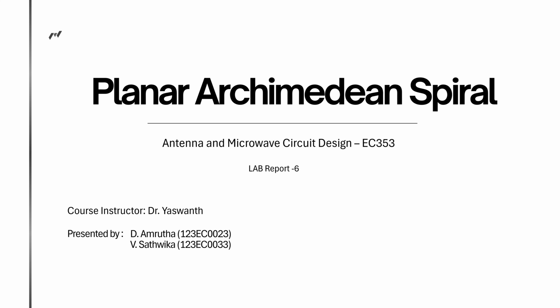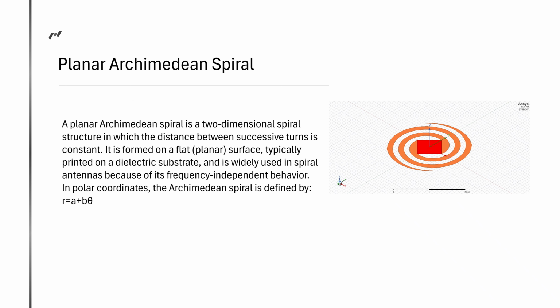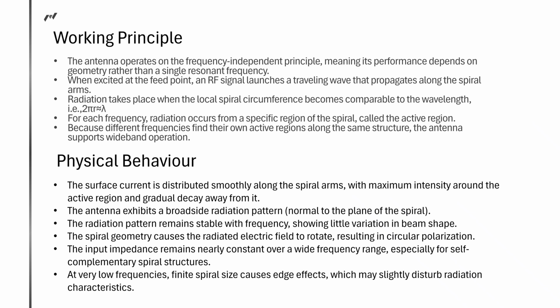This presentation is about HFSS analysis of planar Archimedean spiral at an operating frequency of 4 GHz to 10 GHz. Planar Archimedean spiral is a flat spiral with constant spacing between its turns, commonly used in spiral antennas. Its geometry follows the relation R equals A plus B theta, giving it frequency independent behavior.